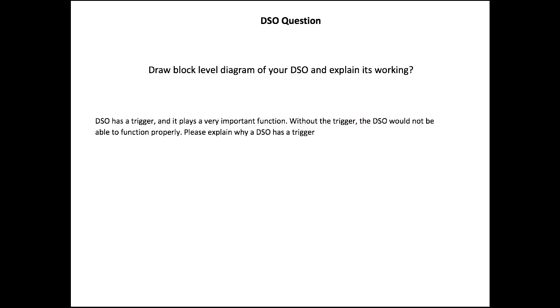Then, this one we asked several years, that is, draw a block level diagram of your DSO and explain its working. So this year we are giving you the DSO block level diagram, and then we will be asking. Yeah, so this question we asked in different ways in a couple of years. DSO has a trigger and it plays a very important function. Without the trigger, the DSO would not be able to function properly. Please explain why DSO has a trigger. So you can write it, you can draw some signal, it's up to you how to write it.